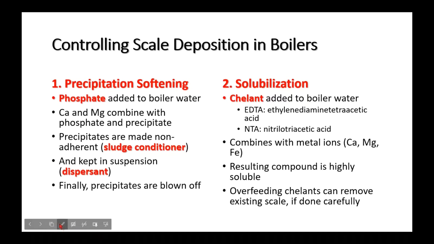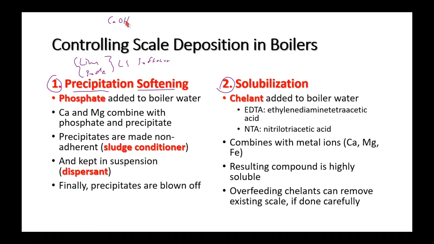So there are really two ways that we deal with scale that gets into the boiler. Number one is precipitation softening, and number two is solubilization. Now, you know what precipitation softening is, right? We talked about lime, and we talked about soda ash, and you think, okay, we did that in a lime soda softener, and that seemed to be pretty good. So why don't we add lime and why don't we add soda ash to a boiler? So what is lime? Calcium hydroxide.